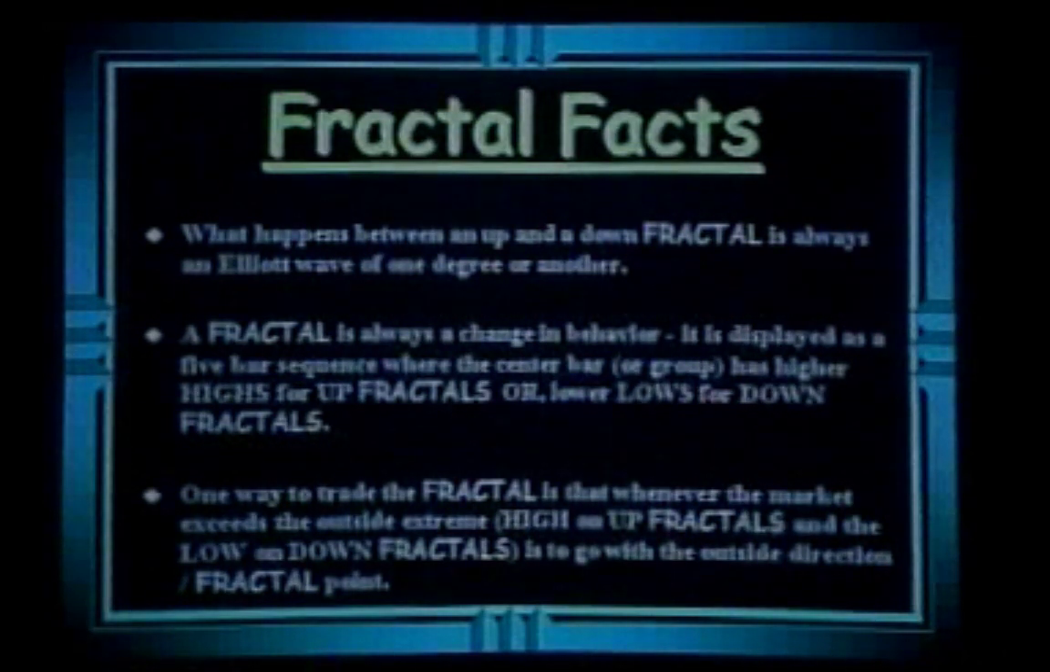So a fractal is a behavioral change, whether we're talking about oxygen and hydrogen molecules, or we're talking about the market, or we're talking about romance, or whatever. A fractal is a change in behavior, and we want to trade the changing behavior of the market. And one way to trade the fractal is that whenever the market exceeds the outside extreme, which would be a high on the up fractals and a low on the down fractal, we go with the outside direction of that fractal point.